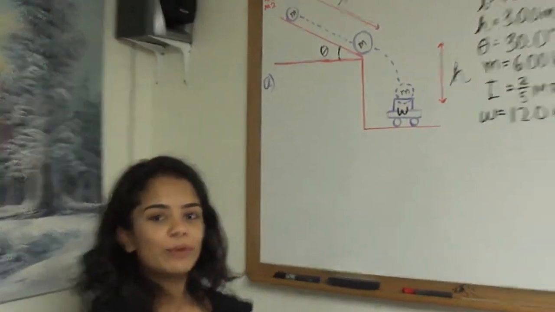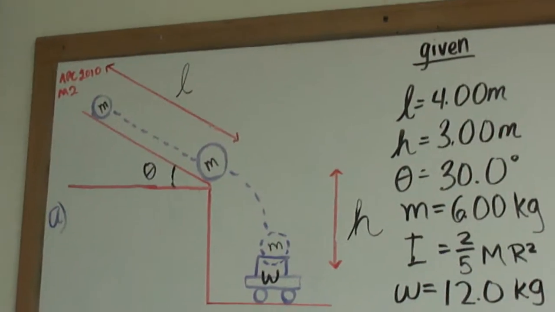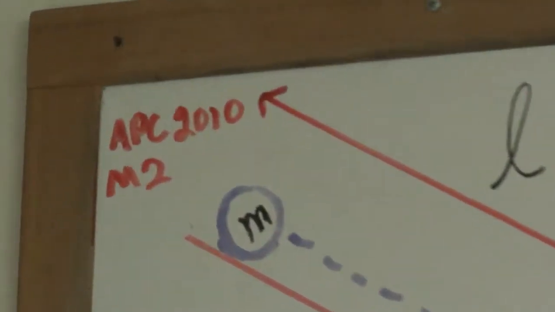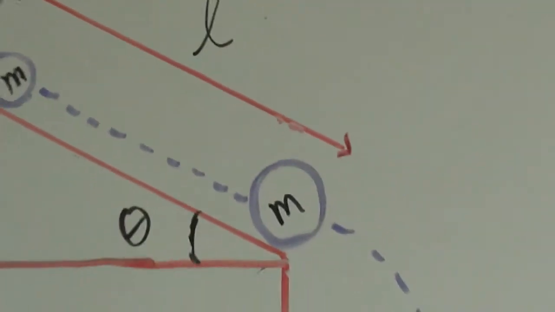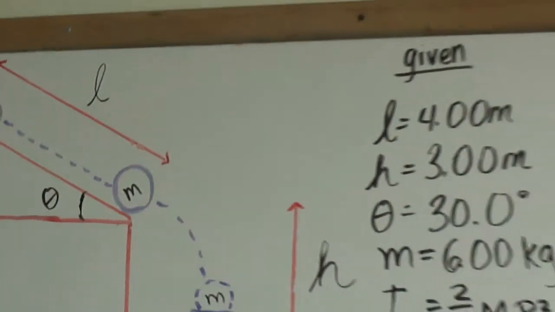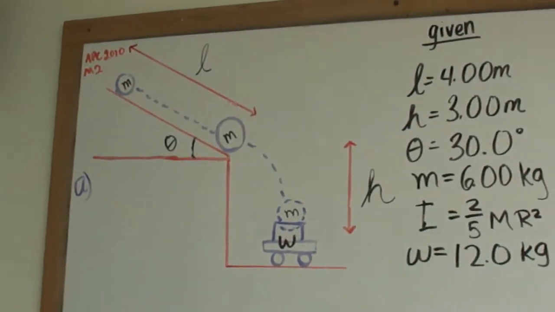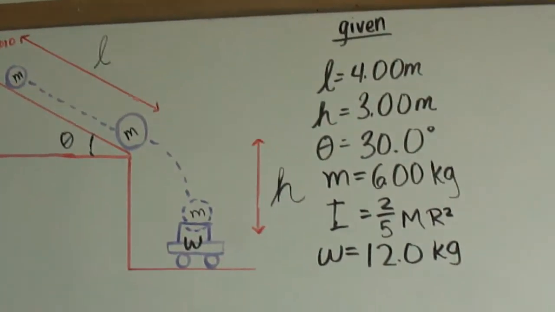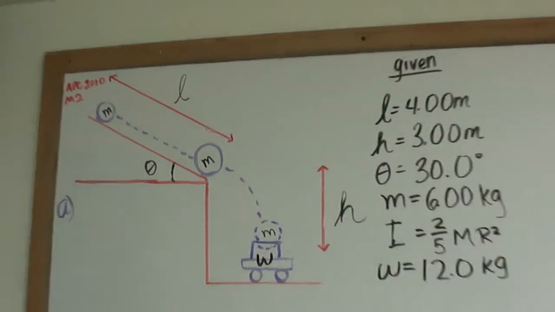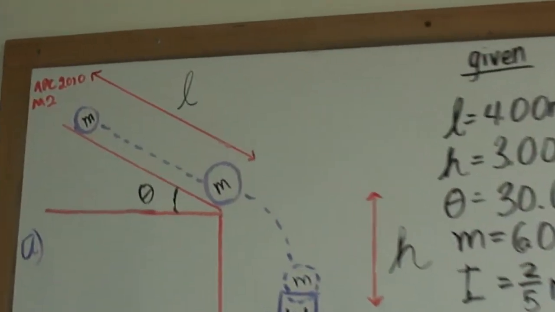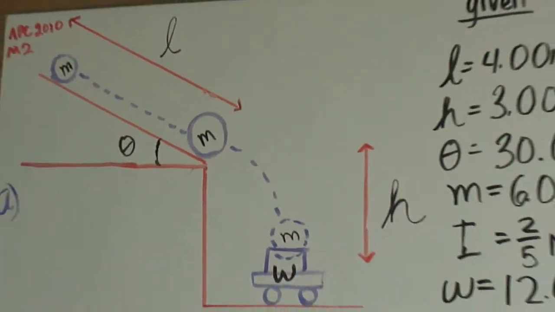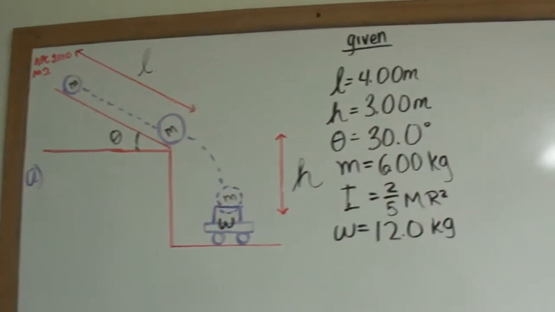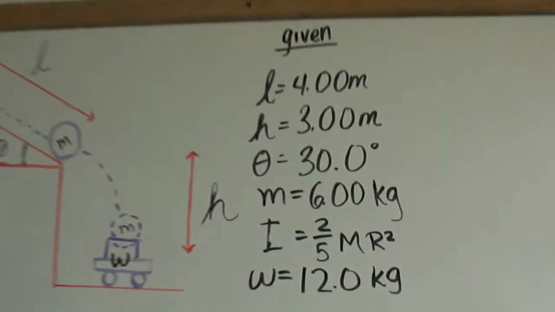Hello, today we'll be doing an AP C free response from 2010. The question reads, a bowling ball of mass 6.00 kilograms is released from rest from the top of a slanted roof that is 4.0 meters long and angled at 30 degrees as shown above. The ball rolls along the roof without slipping. The rotational inertia of a sphere of mass m and radius r about its center of mass is 2/5 mr squared.